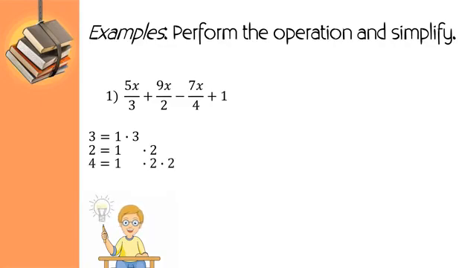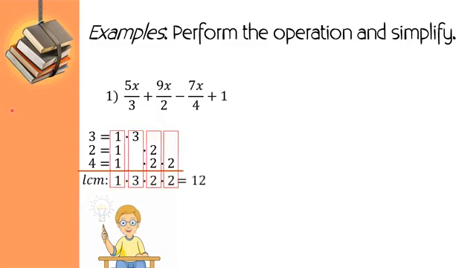We also need to consider that there is a denominator in our fourth fraction. What is it? It is 1. You don't need to include 1 when getting the LCM of the numbers, since it's only 1. So let's proceed with finding the LCM. The LCM is 1 times 3 times 2 times 2, which is equal to 12. As you observe, our LCM is 12.